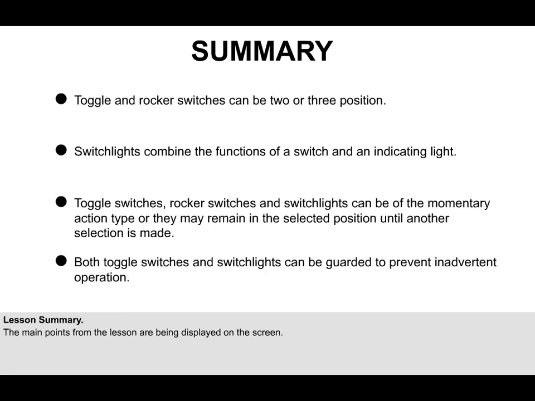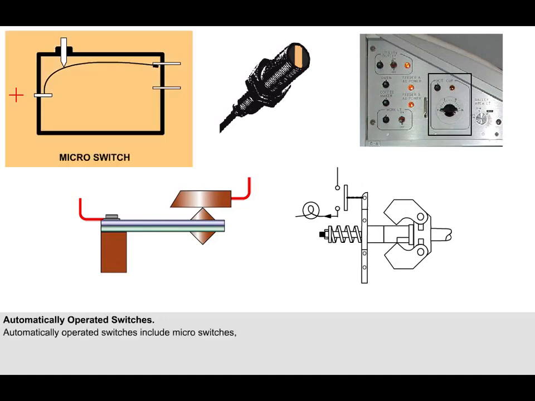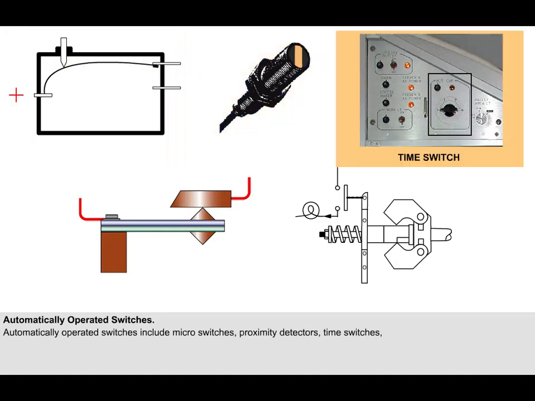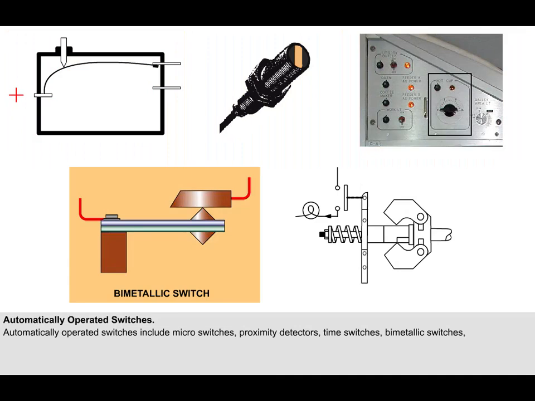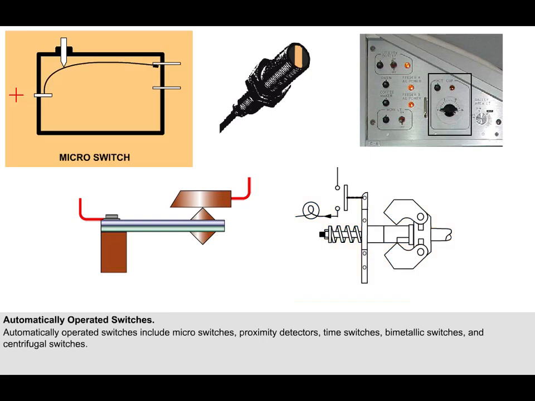Both toggle switches and switch lights can be guarded to prevent inadvertent operation. In this lesson, we will discuss the automatically operated switches which may be found on an aircraft. They include microswitches, proximity detectors, time switches, bimetallic switches, and centrifugal switches. We will examine each of these types of switch, beginning with microswitches.